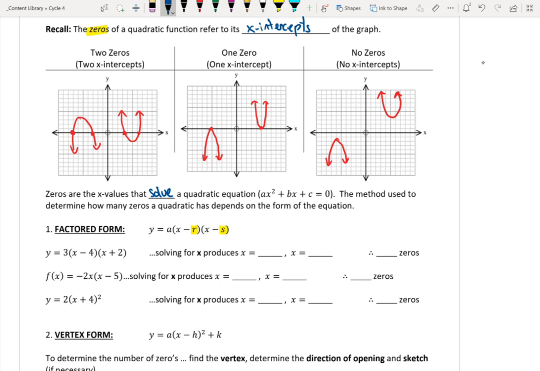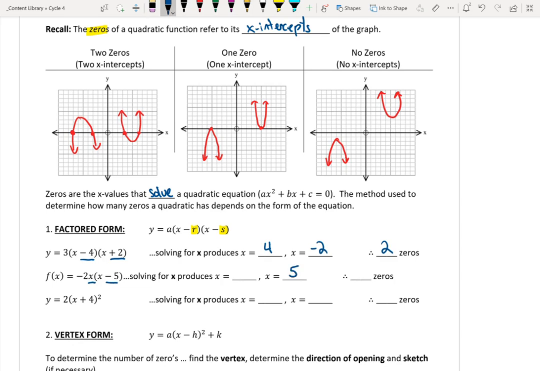if we were to solve for x, we would find that our x-intercepts would be positive 4 and negative 2. Again, remember, it's the opposite of those values that we see there, but either way, in the end, we have two zeros. So it's going to look something like this first scenario up here. In the second one, y equals negative 2x times x minus 5, we would look at the values that are in the brackets with x. So this negative 5 is an easy one. It's the opposite, so it's actually plus 5.